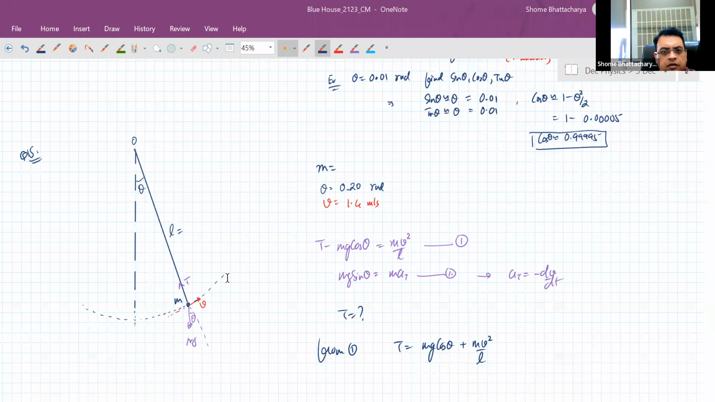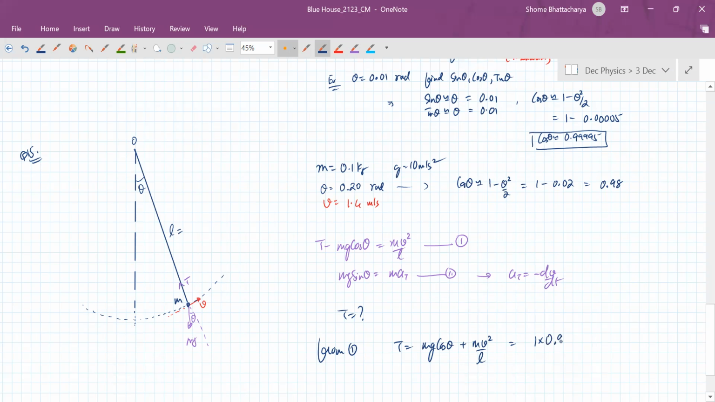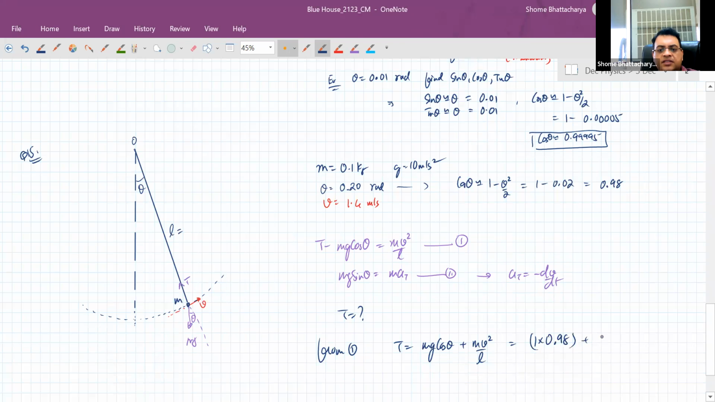Mass of the particle is given as, take it as 0.1 kg. G will take it as 10 meters per second square. So this is becoming 1 into now cos theta. We'll use the approximation, 1 minus theta square by 2, that will become 0.98. Right, this is correct. Theta square by 2 will become 0.02. So the mg cos theta term will become 1 into 0.98 plus mv square by r.